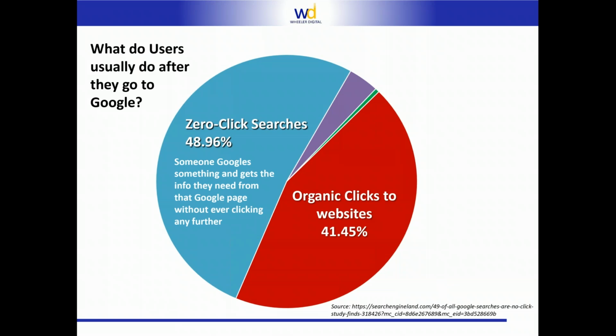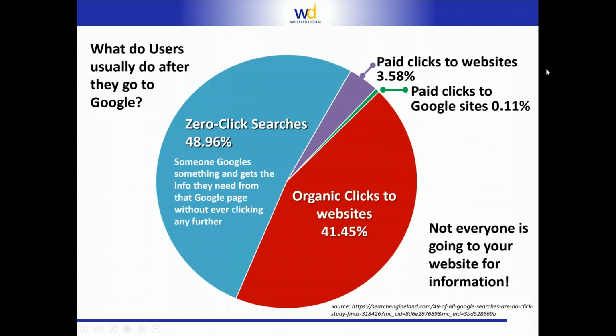The next biggest chunk of this pie chart is organic clicks to websites. So that's roughly 41%. Only 41% of people go further than the Google page and actually go to your website. These other chunks of the pie, 3.5% are paid clicks to your website, maybe a Google AdWord. And the other chunk here is 0.11 paid clicks to Google sites. So not everyone is going to your website for information like they used to. Google and Google My Business, Knowledge Graph, and Snack Pack, which are terminologies that we'll get into in a minute, those are where people are finding information about your business. So we want to be sure that each of you knew about the changes that Google has recently rolled out.